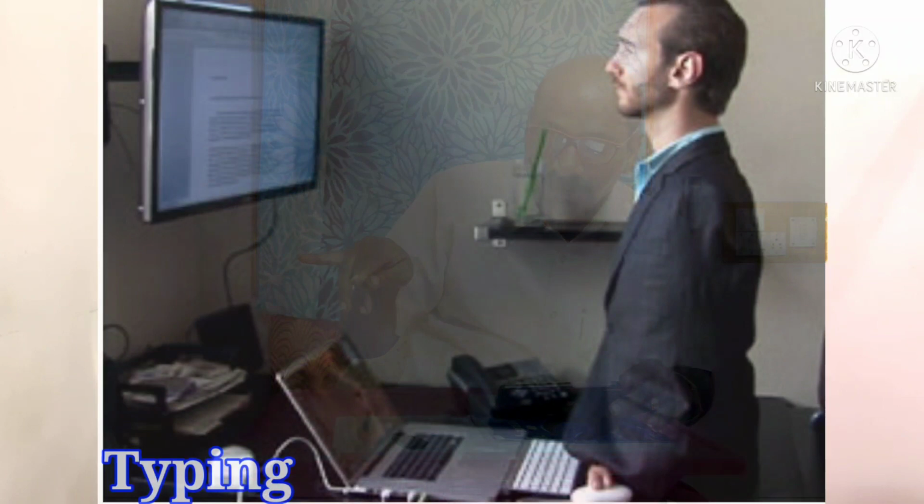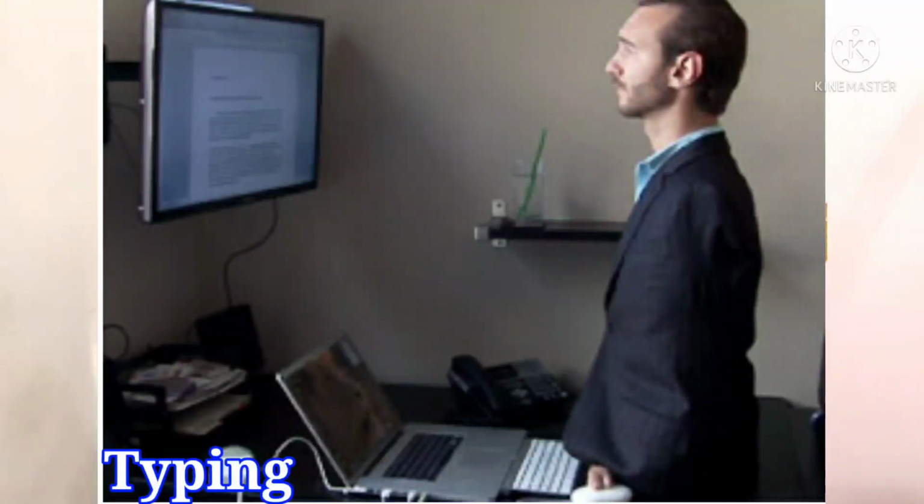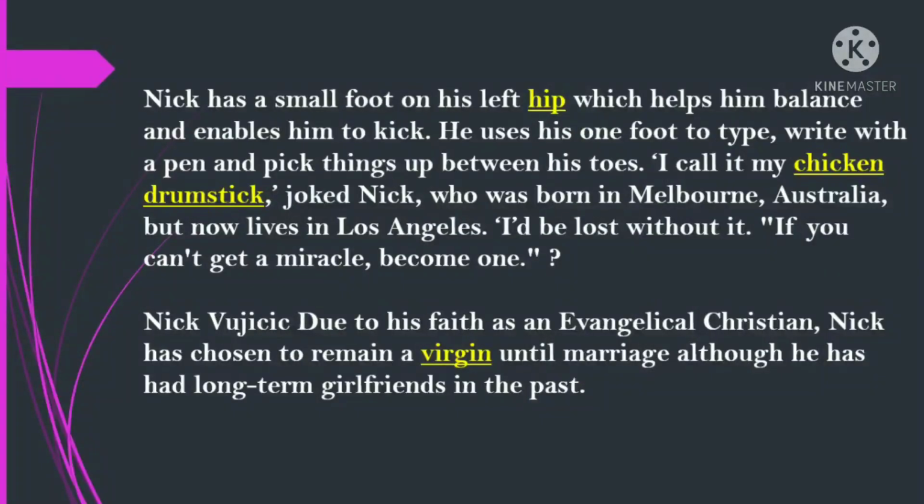He uses his one foot to type. He has a small foot, and with the help of that small foot, he is able to type. Look at the image, the way he types using the small foot. He can write with a pen and pick things up between his toes. He is able to write and pick things up only with the help of that small foot.